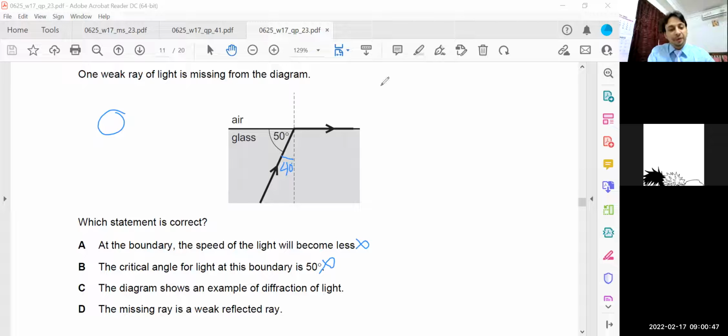Abhishek said D. Okay. The third option says the diagram shows an example of diffraction of light. This is not diffraction of light. This is refraction of light. In the fourth option, the missing ray is a weak reflected ray. Yes, we can say the angle of incidence is 40 degrees, so some part of the light will reflect with the same angle of 40 degrees. That is the meaning of this question. The right answer is D.